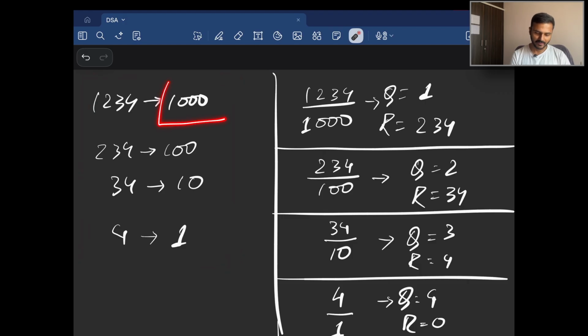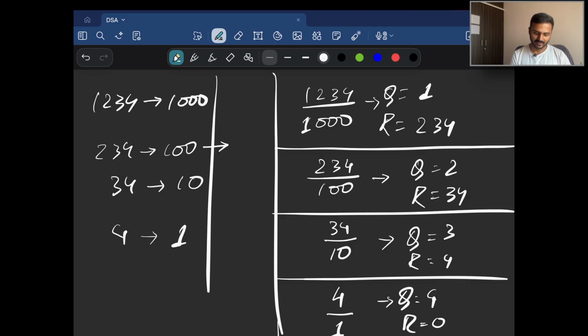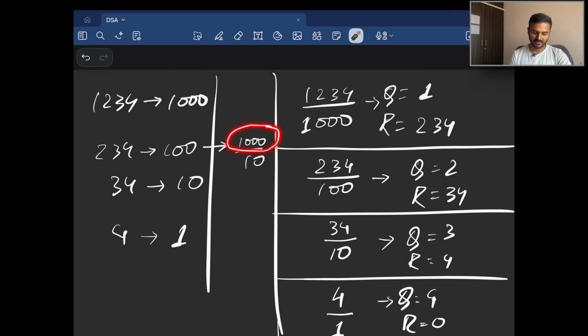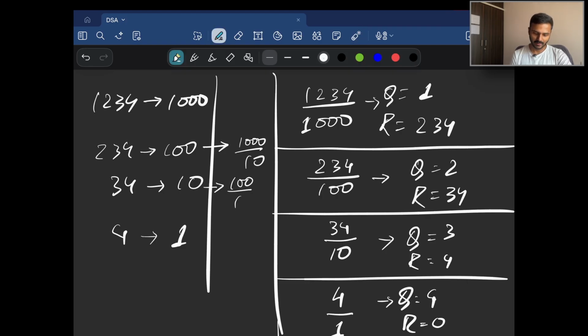In the first step, we're dividing by 1000. In the next step, we're dividing by 100. In the third one, we're dividing by 10. And finally, we're dividing by 1. So can we say that this 100 is 1000 by 10? We can, right? Now, if you're wondering, where is this 1000 coming from? I'll discuss that in a moment. But for now, take a look at this. Can we say this 10 is 100 by 10? We can. Similarly, this 1 is 10 by 10, right?